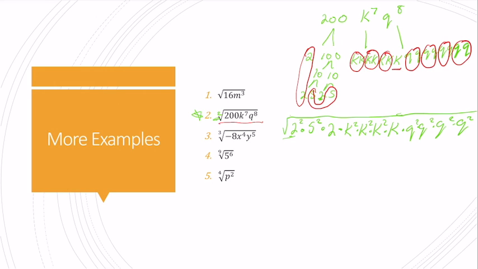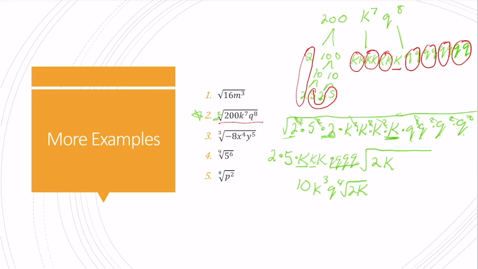So this 2 is going to be, this square root is going to be canceled, and it's just going to be a 2 on the outside of our radical. This 5 is going to be canceled, so it's going to be a 5 on the outside of our radical. This 2 is all by itself, so it's going to stay under our radical. This k is going to come outside the radical, as is this one, as is this one. But this k was all by itself, so it stays under the radical. And then I'm going to have 1, 2, 3, 4 q's coming outside of the radical. So I'm left with 2 times 5, which is 10, k cubed, q to the 4th, square root of 2k. Final answer.